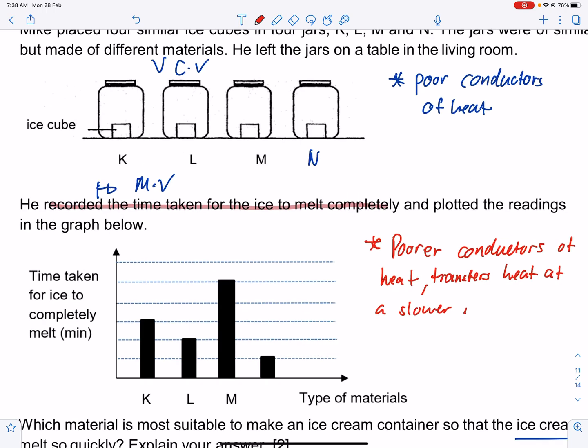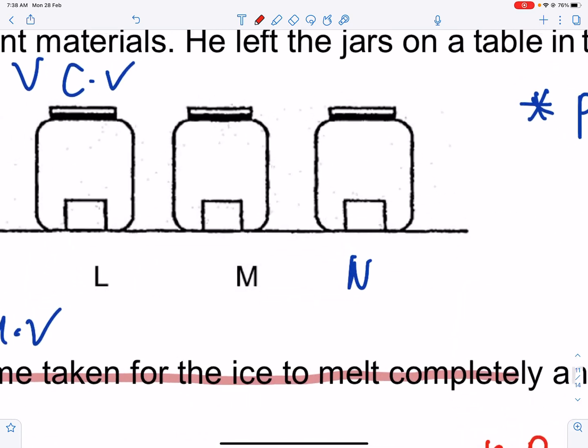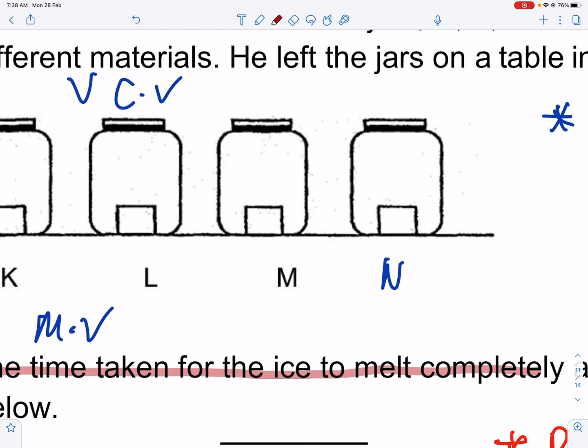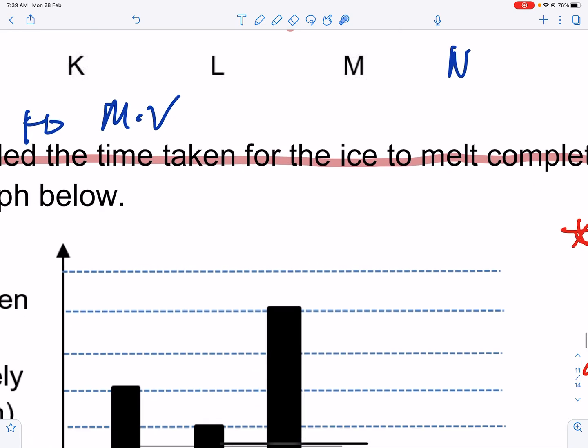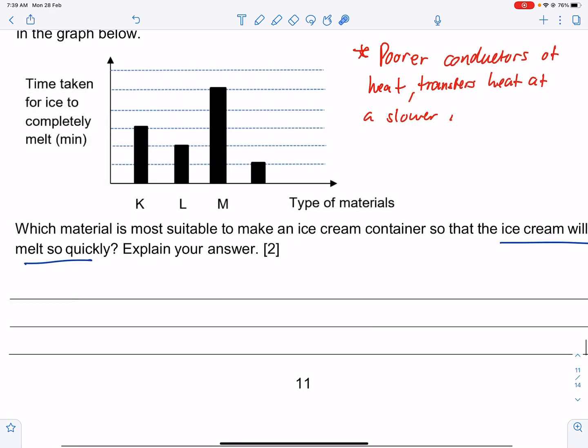So when you think about it, if I'm going to zoom in to explain this, because it is a poor conductor of heat, remember between this region and this region, the outside region is of a higher temperature. So heat is supposed to be transferred from here to here. But because we have this region here that is a poor conductor of heat, this rate of heat transfer will be slowed down. So therefore, your ice cream, or your ice in this case, will not be able to gain heat so quickly and melt away. So let's translate that into our written answer.